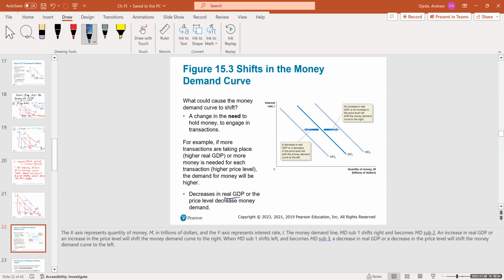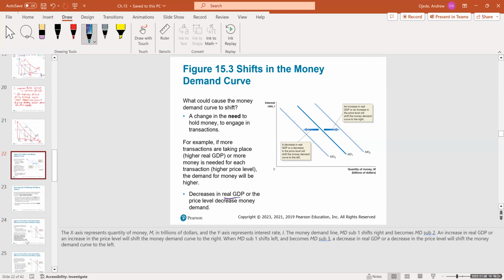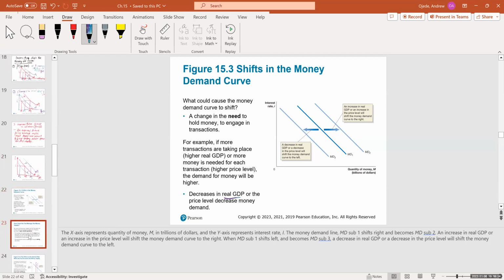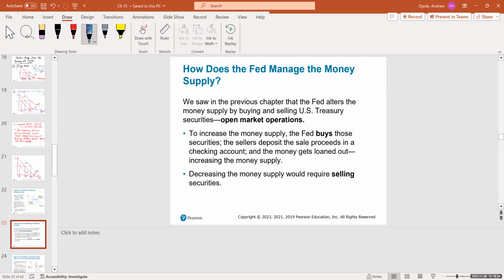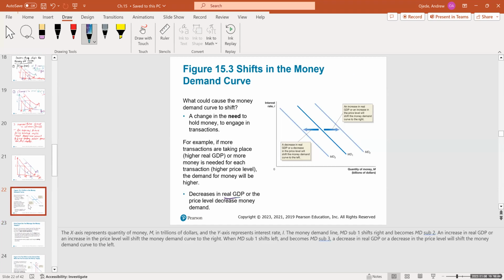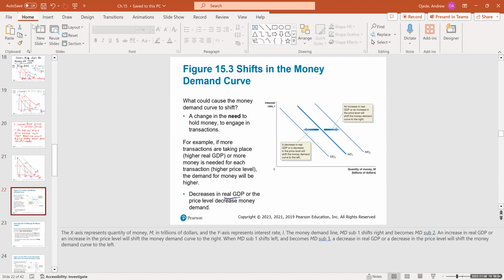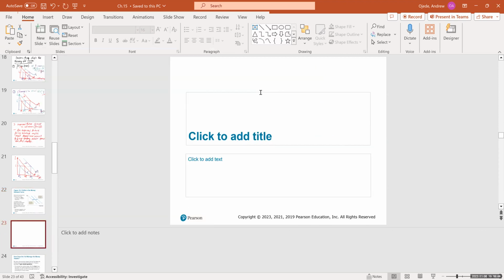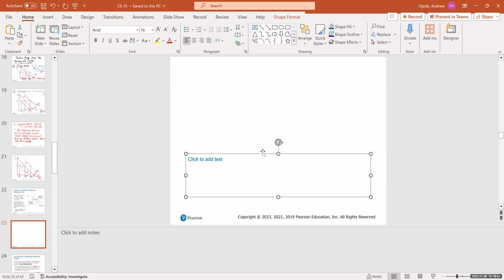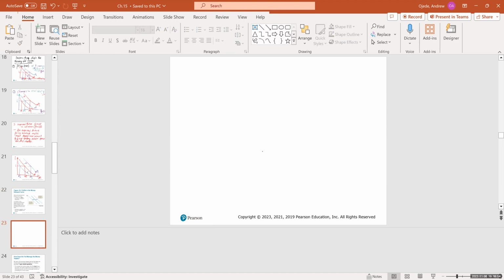Okay, now let's put things in an equilibrium context, because when you talk about markets, you're talking about the supply side and the demand side. But before I talk about equilibrium, let's talk about the supply side of the money market. So let's talk about the supply of money.